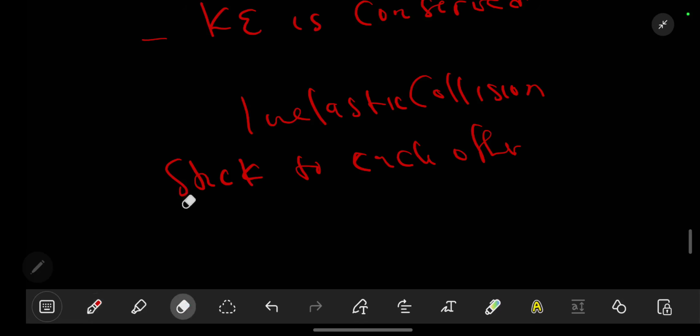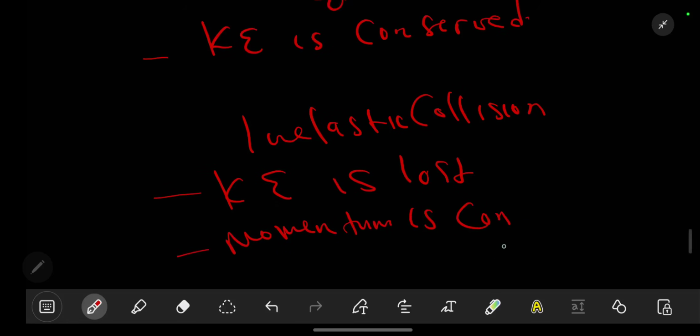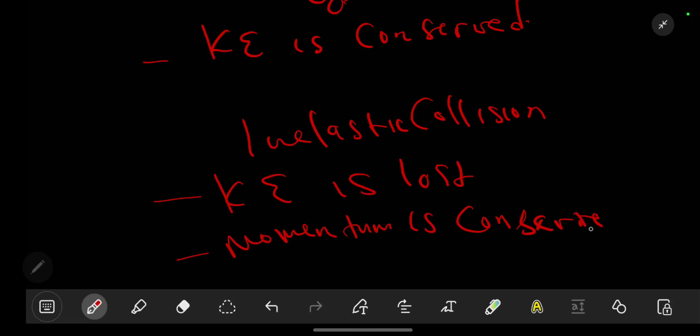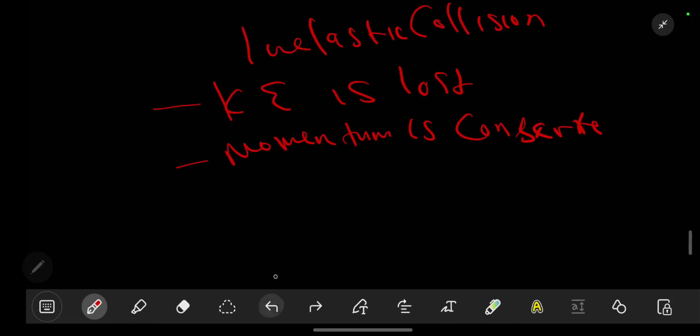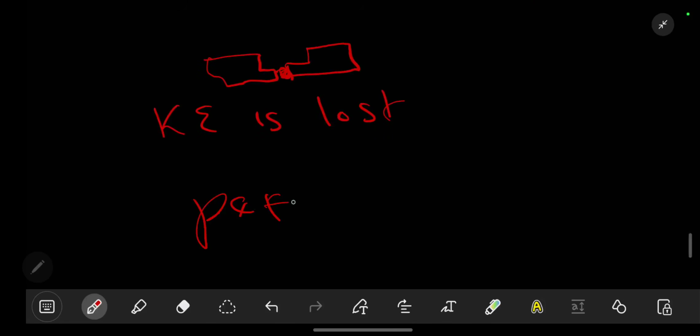Okay, for this one, they do not necessarily stick to each other. Let's just put: kinetic energy is lost, momentum is conserved. For example, if two cars collide with each other, they damage themselves and there is a reduction in speed. Since speed is lost, it means the kinetic energy is lost.